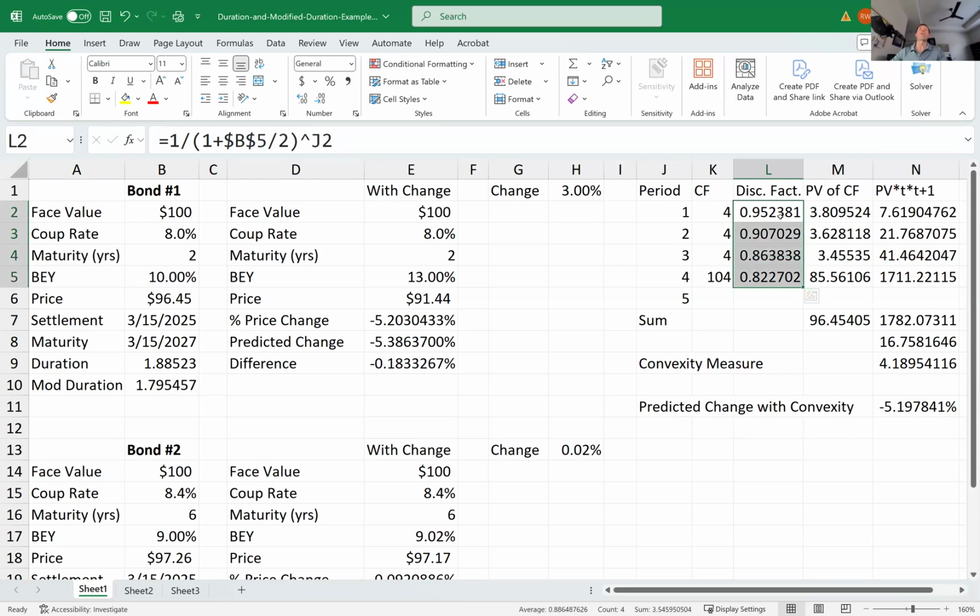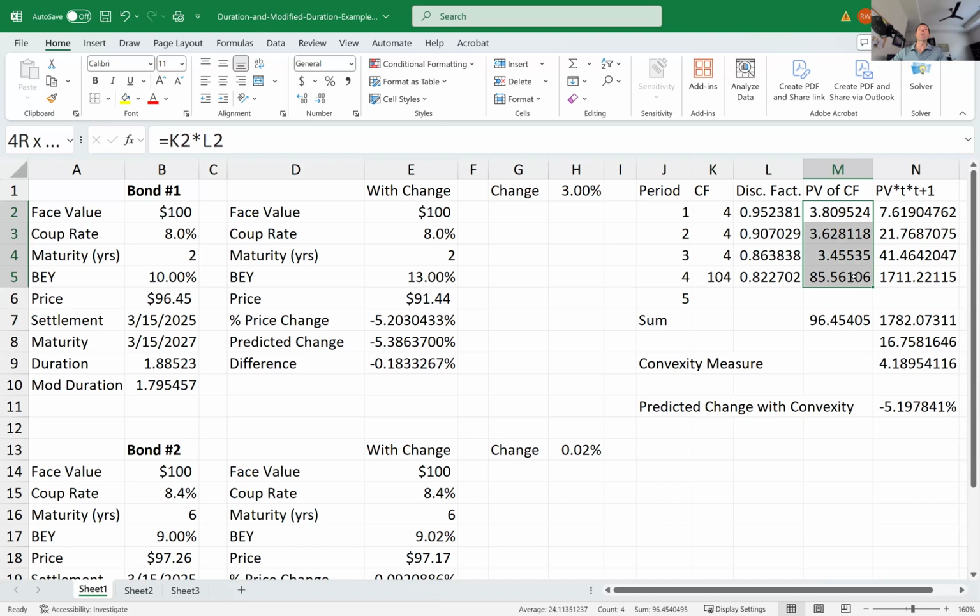What the discount factor allows you to do is to multiply the cash flow times the discount factor, and it gives you the present value of the cash flow. So these are the present values. This is the present value of this cash flow to be received 6 months from now. This is the present value of this cash flow to be received 1 year from now. This is the present value of this cash flow to be received 18 months from now. This is the present value of this cash flow to be received 2 years from now.